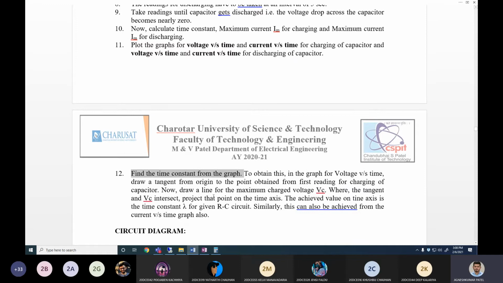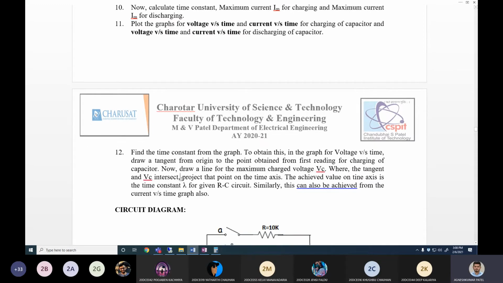So how to find that time constant from the graph? To obtain this in the graph for voltage versus time, draw a tangent from the origin to the point obtained from the first reading for charging of the capacitor. Now draw a line for the maximum charge voltage VC, where the tangent and VC intersect. Project that point on the time axis. The achieved value on the time axis is the time constant for the given RC circuit. Similarly, this can also be achieved from the current versus time graph. So either you use the voltage-time graph or the current-time graph, and then you find your time constant RC.